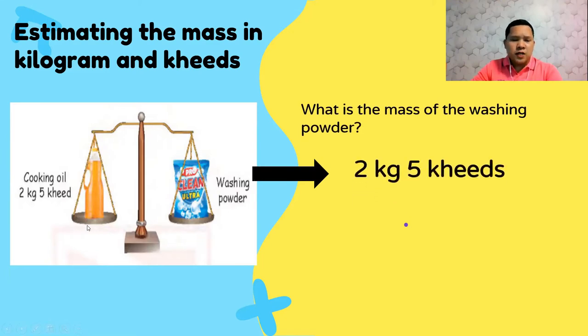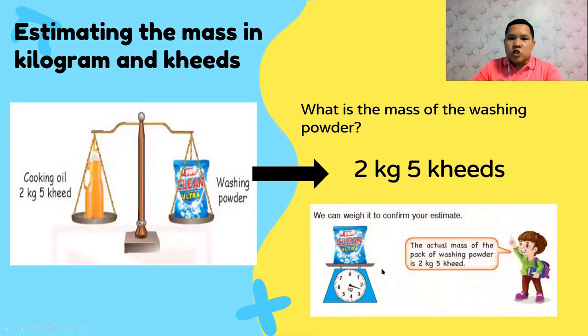Okay, it's still the same, because look at this one. It's balanced, right? It is straight. If you're going to draw a straight line here, you can, right? So that means they are the same. They have the same mass, which is 2 kilogram and 5 kid. You can check or confirm if you use a kitchen scale. And the actual mass of the washing powder is 2 kilogram and 5 kilograms.